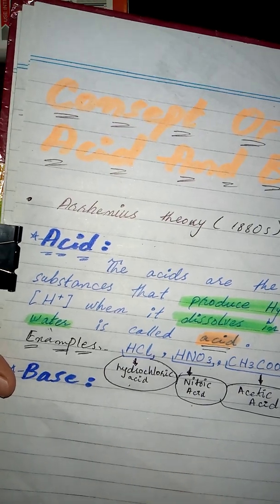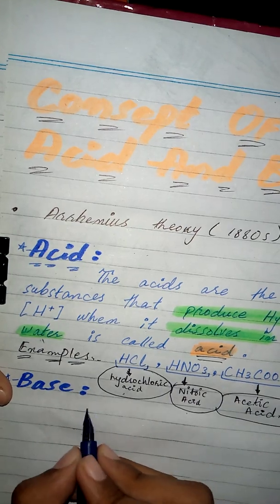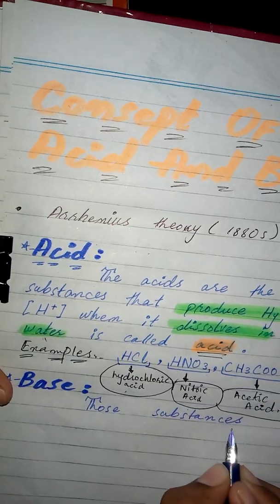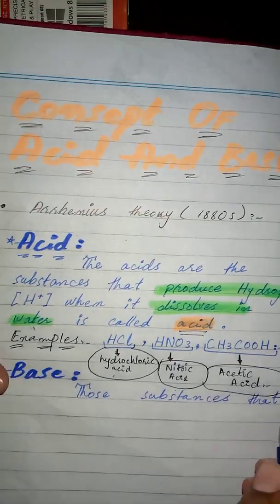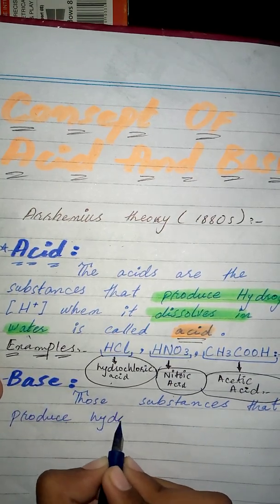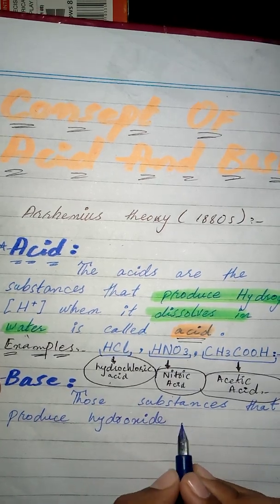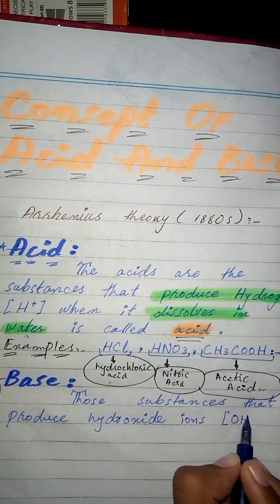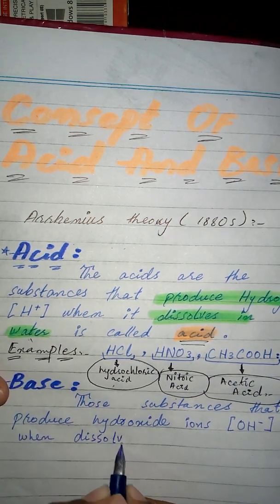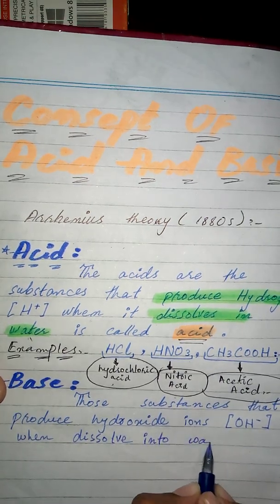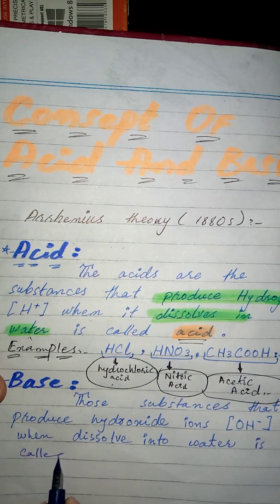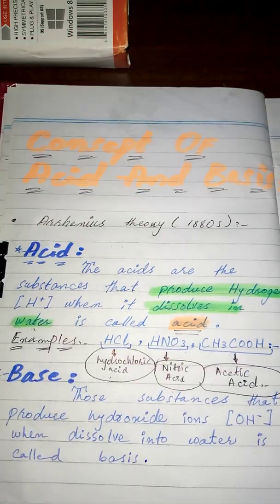After that, the bases. What did Arrhenius theory tell us about the bases? He told that the bases are those substances that produce hydroxide ions, meaning OH with a negative sign, when dissolved into water, and are called bases.